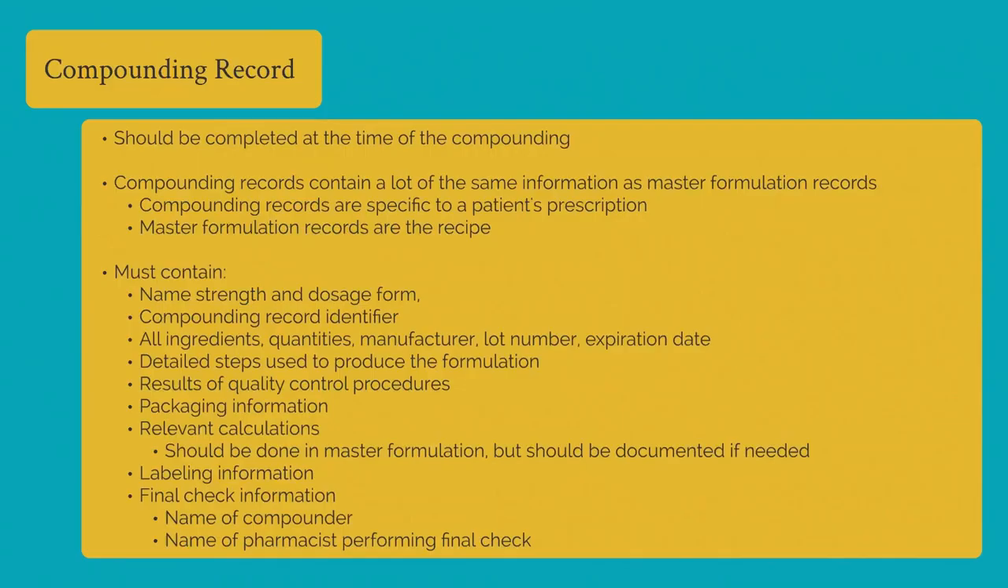It must contain the name, strength, and dosage form of the compound, the compounding record identifier, all ingredients, quantities, manufacturer, lot numbers and expiration dates for the things you used for the compound, detailed steps used to produce the formulation, results of the quality control procedures, the packaging information, any relevant calculations, so these should be done in the master formulation but should also be documented if needed, the labeling information, and the final check information, which should include the name of the person who compounded it as well as the name of the pharmacist who performed the final check.